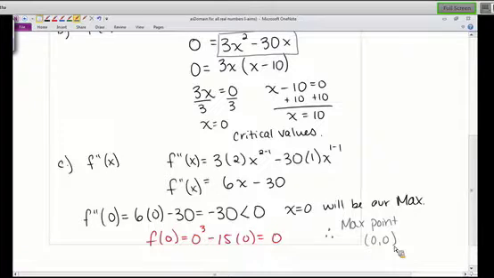Any questions so far? This is our max. They want the max and the min, so it's kind of the same process, but now we're substituting in 10 into the second derivative.